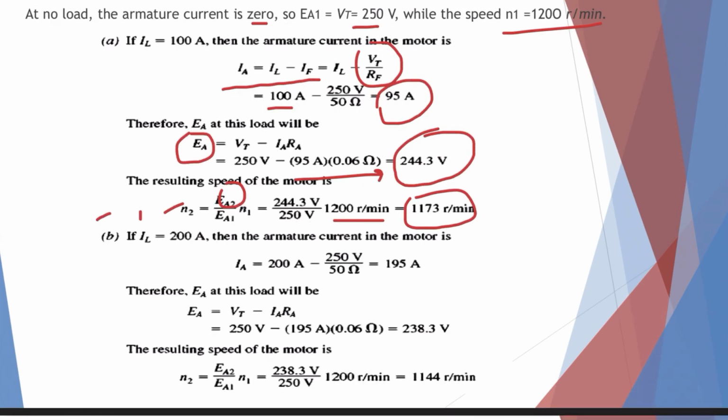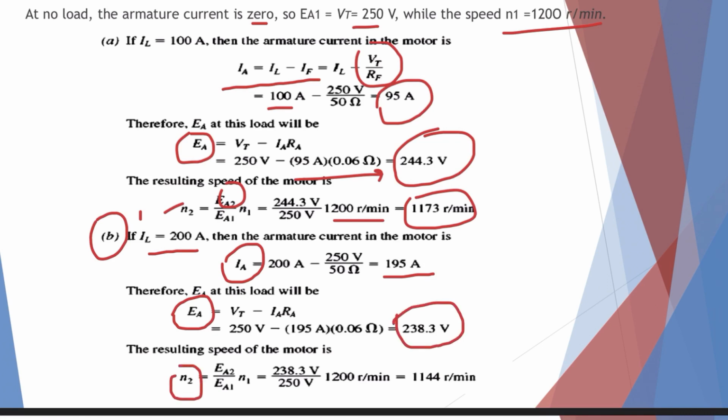Now for part B, we just change the load current to 200 ampere. You have to do the same things, guys. Calculate IA, which will be 195 ampere. Then calculate EA, the armature voltage, which will be 238.3 volt. Then we have to find the new speed N2.